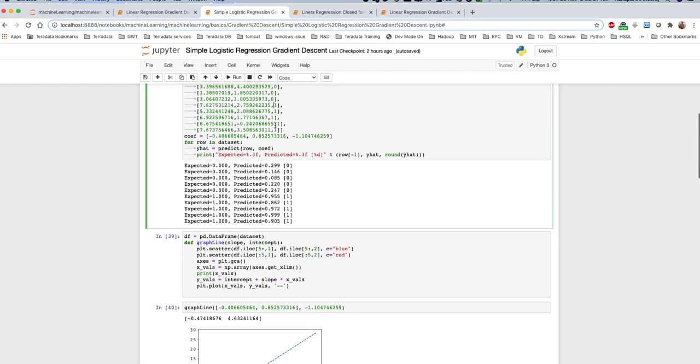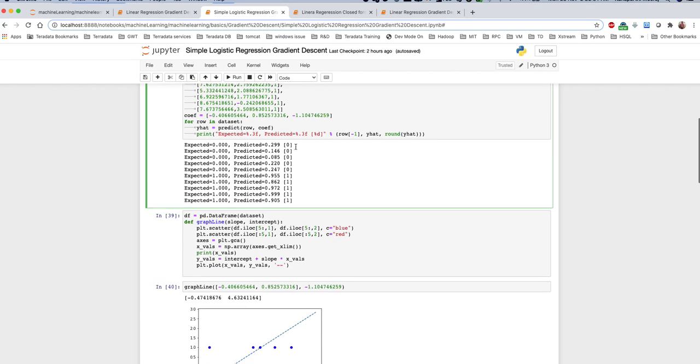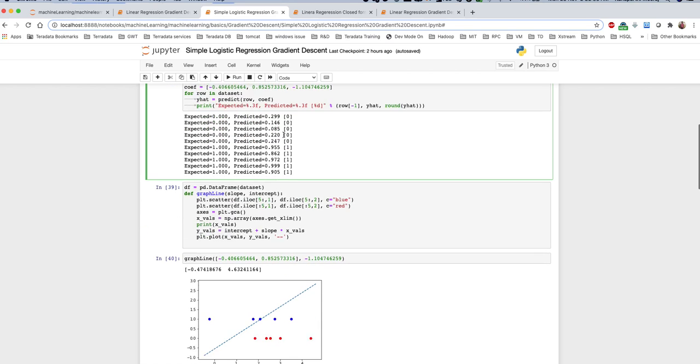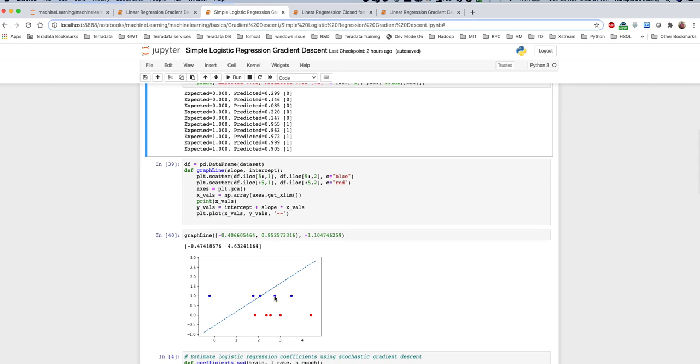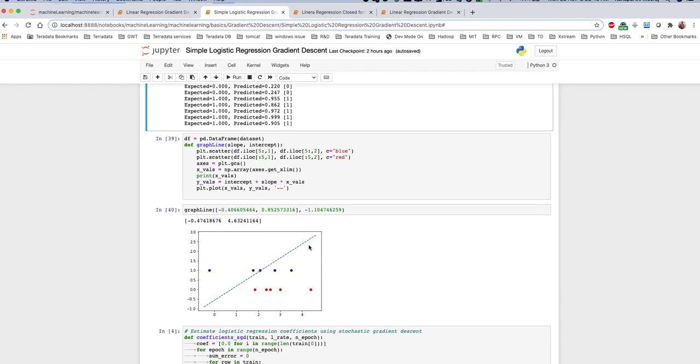So I am using color coding. The first 5 outputs I am marking as blue, and the next 5 rows I am marking as red, which represent y equal to 1 and y equal to 0. So this is the graph I am plotting. If you plot this graph with the help of this dummy data, this is how it looks.